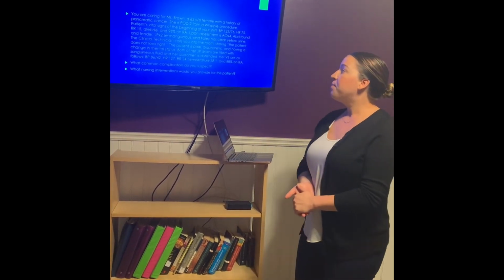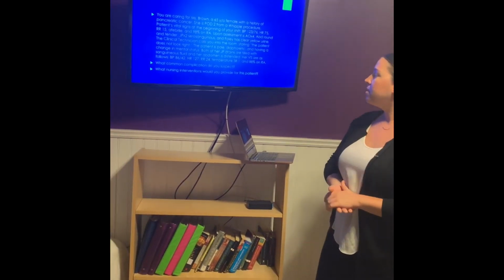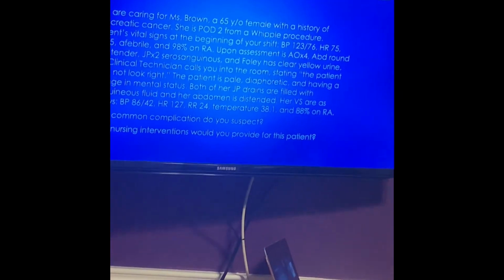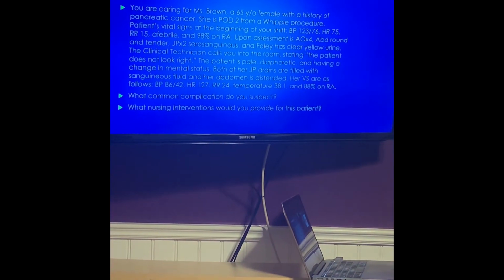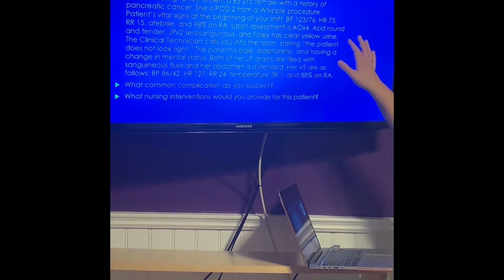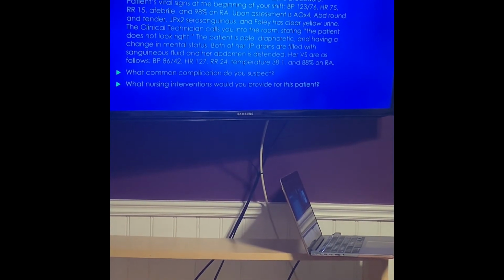So you're caring for Miss Brown. She's a 65-year-old female with a history of pancreatic cancer. She's post-op day 2 from a Whipple procedure. Her vital signs at the beginning of your shift are normal. Upon her assessments, also benign. A&O x4, her abdomen's round and tender from surgery, and her 2 JPs are serosanguinous.